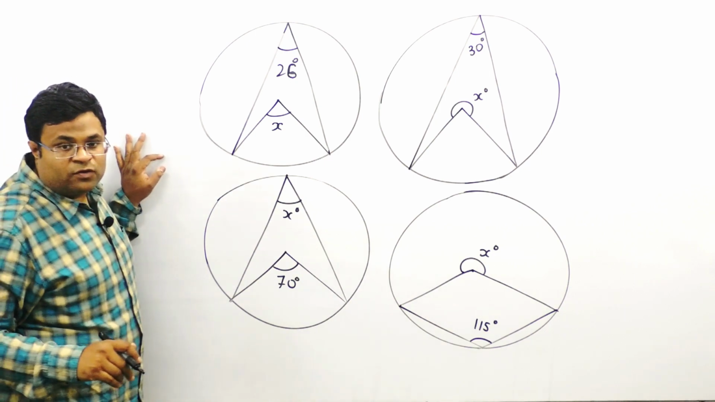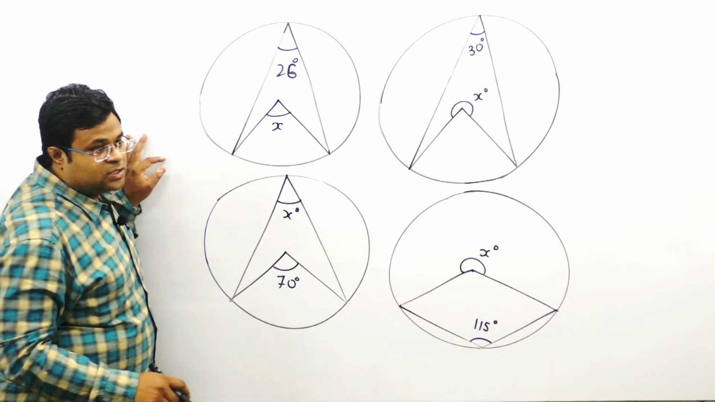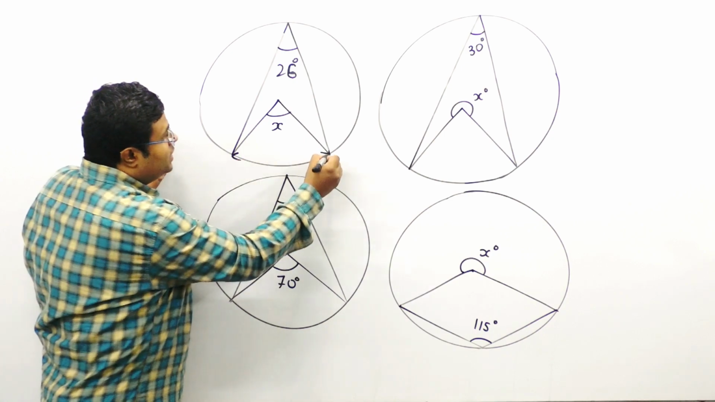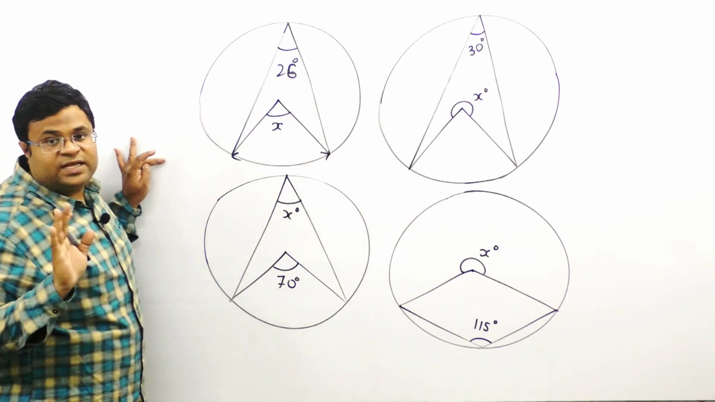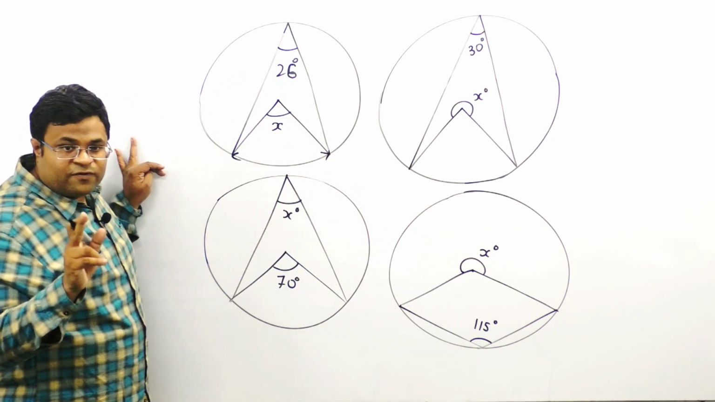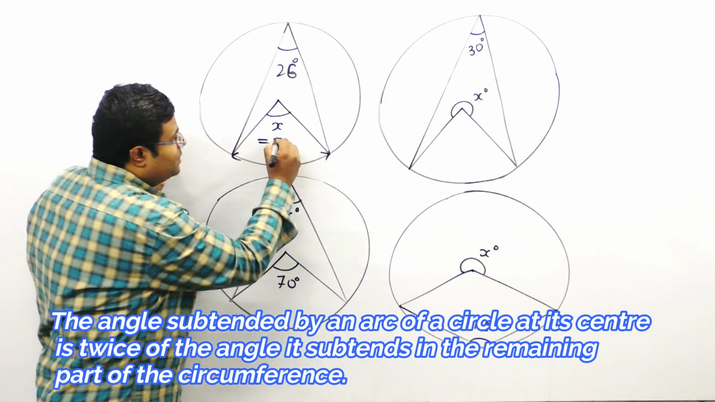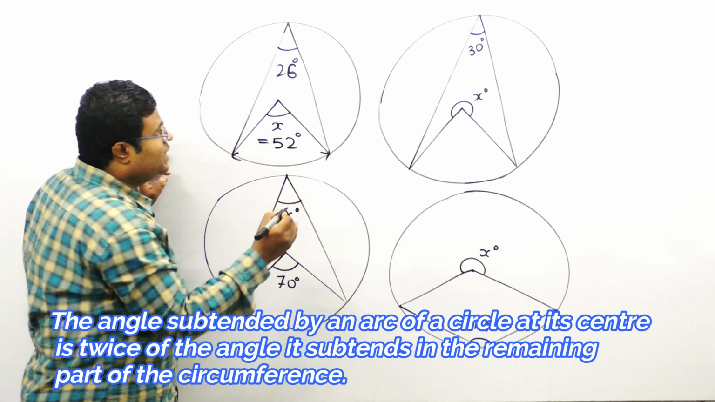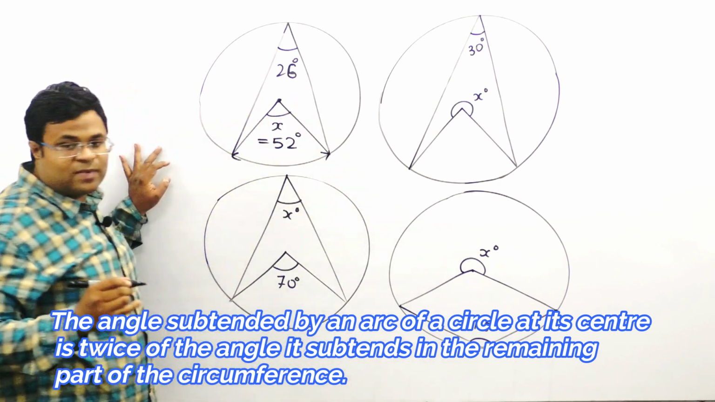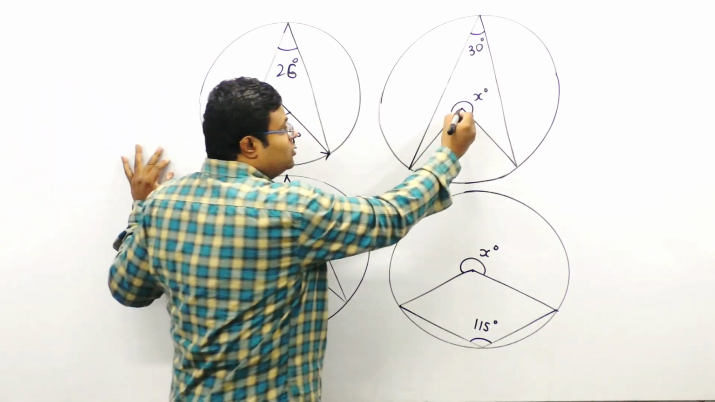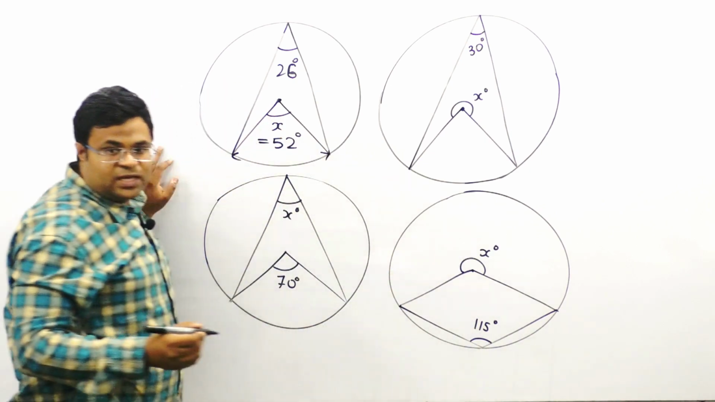So let us quickly have a look at these first 4 questions. This is an arc. It is subtending 26 degrees at the circumference. So what will be the value of x? It will subtend exactly double at the center. Wherever something is marked towards the center, it has to be the center.